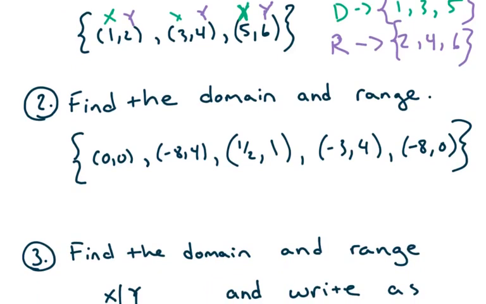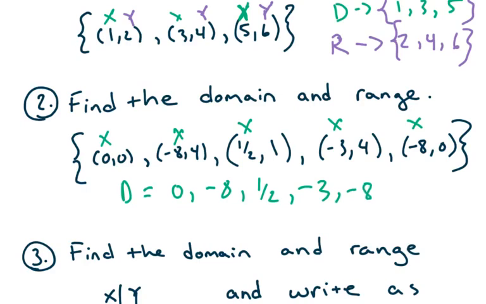What's the domain and range of this relation? So I'm assuming you gave it a shot. The domain is going to be all the x values. So this will be 0, -8, 1/2, -3, and -8. Range will be the y values. So this one's going to be 0, 4, 1. And actually, I can stop here.